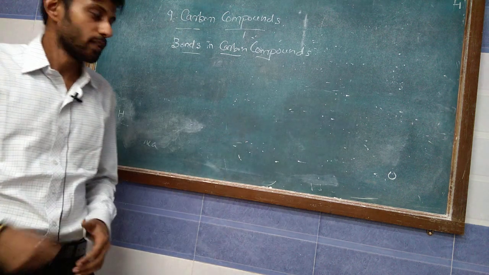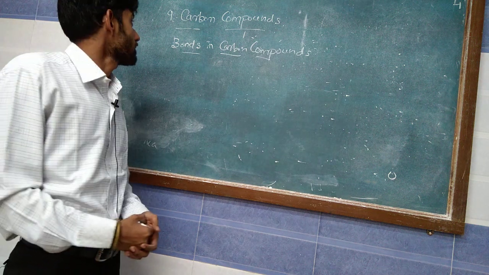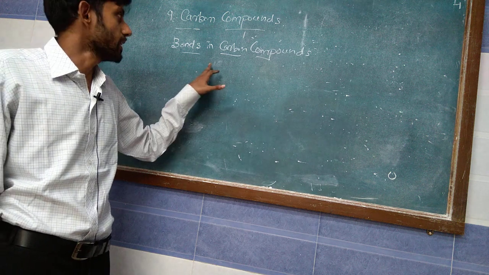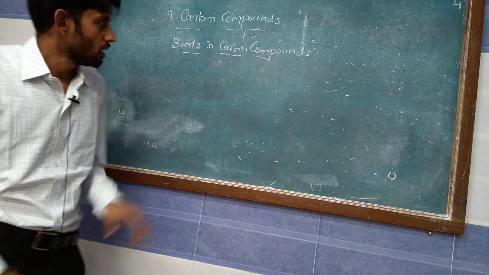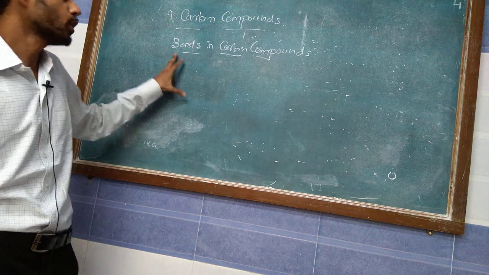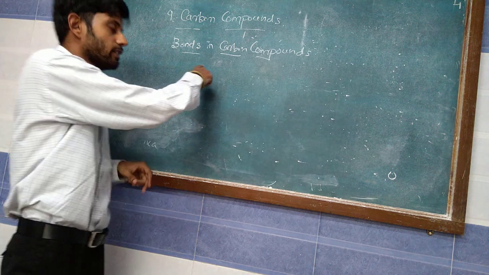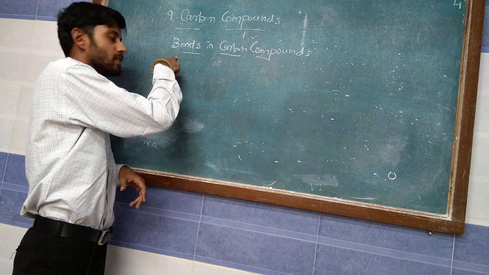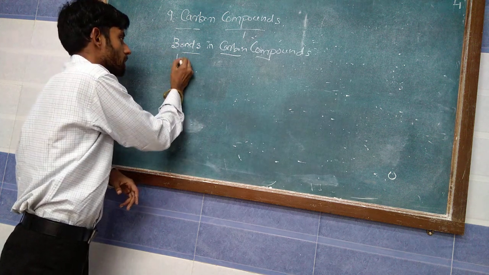Today we will start with another topic of our science chapter number 9, carbon compounds, that is bonds in carbon compounds. So let us understand what we mean by bond. And when we speak about carbon compounds, since we are dealing with chemistry, we will say it's a chemical bond.